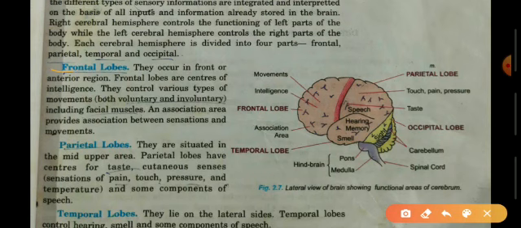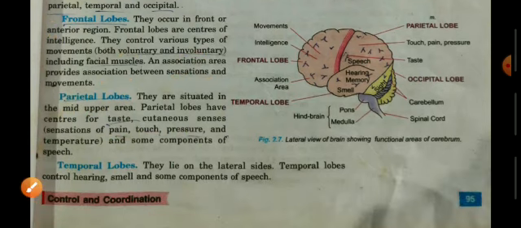This occurs in the front, the anterior side of the cerebrum, and is involved in controlling voluntary action. It is also the site of intelligence. The second lobe is the parietal lobe, which is situated in the mid upper part of the cerebrum. It is involved in controlling touch, pain and pressure. The third part is the temporal lobe, which is situated in the lateral side of the cerebrum. It is involved in controlling hearing, smell and also speech.